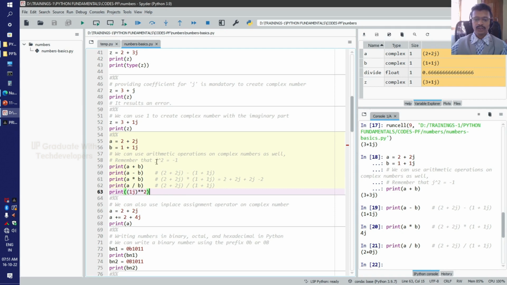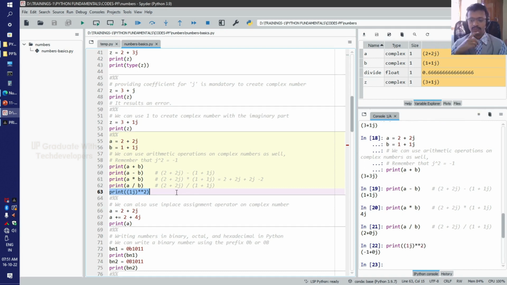Suppose you would like to know whether j square becomes minus 1 or not, take out the imaginary term 1j, then square it using the power operator, 1j to the power of 2. Let us see the result. Yeah, look at here, it becomes minus 1.